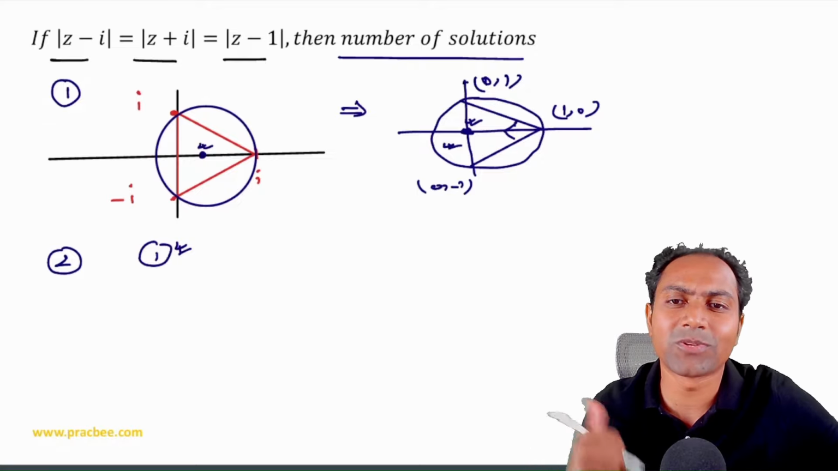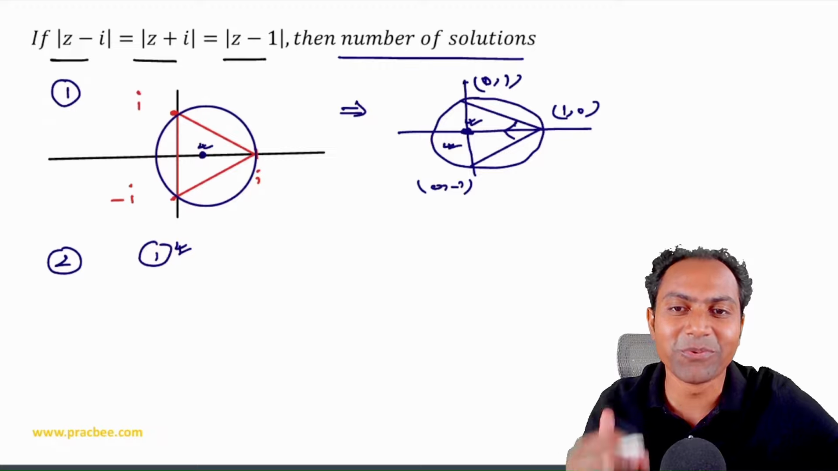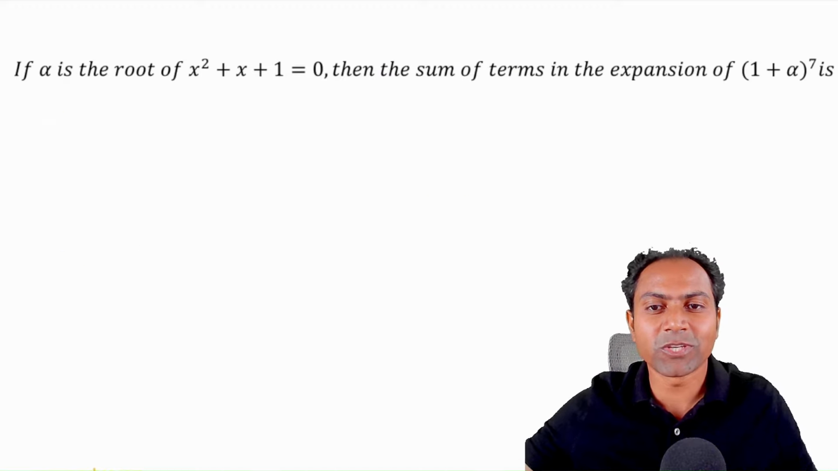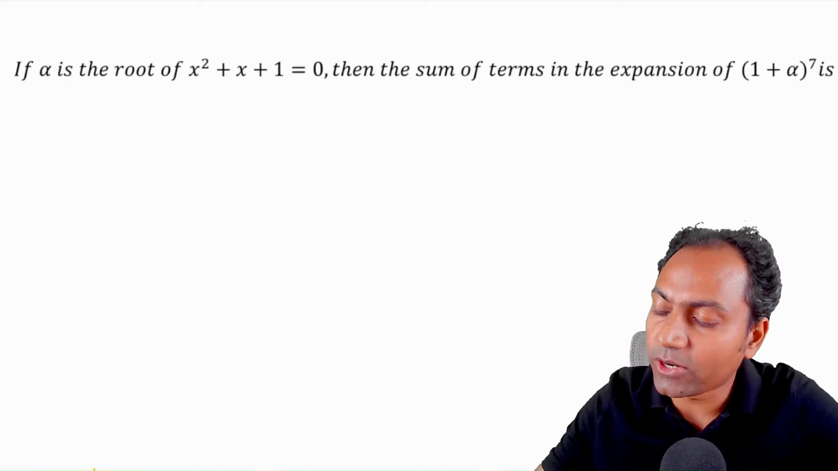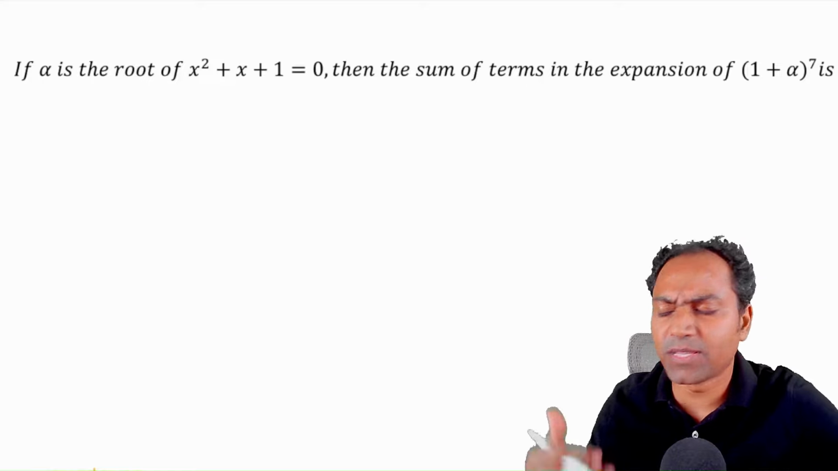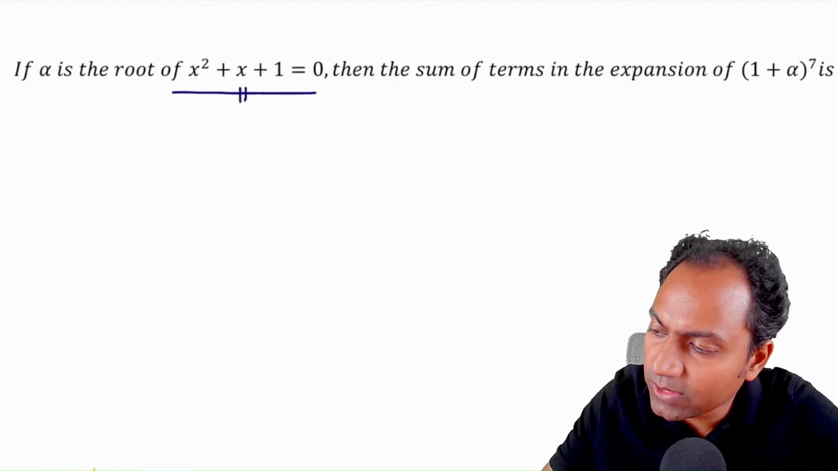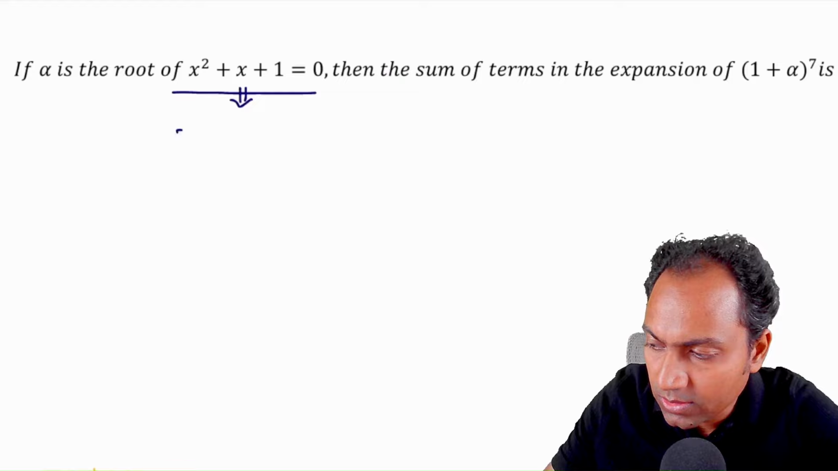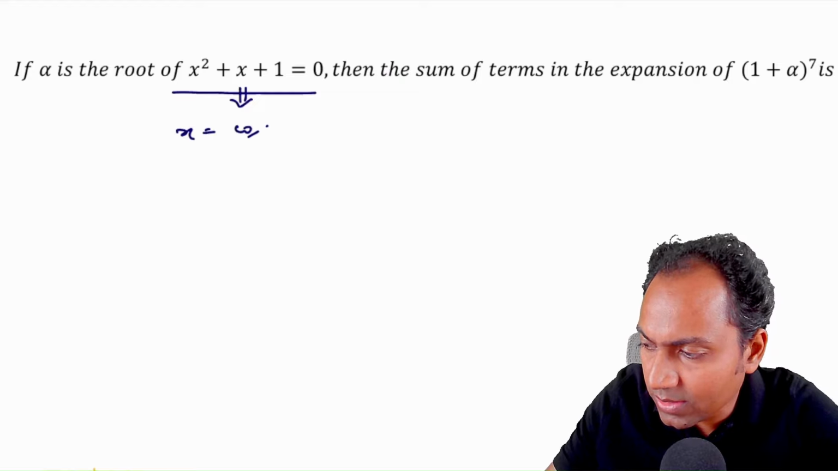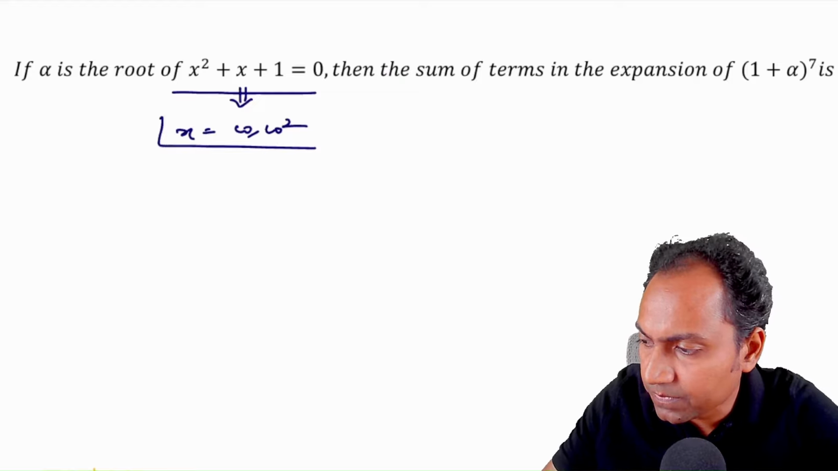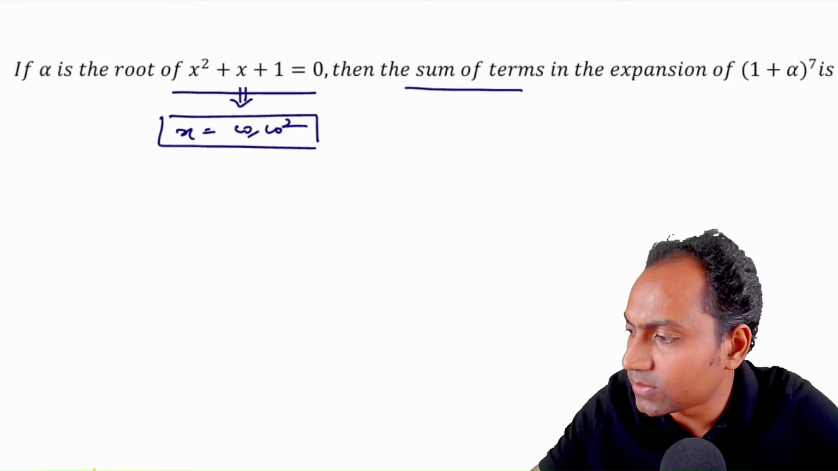Even if they want to tell us the center, we can do it using coordinate geometry. Now this next question is one that I had also discussed in complex numbers, and this has been a very traditional question. So they have given us this equation, and if you look into this equation, this will give you nothing but the complex roots of unity. So there are two roots to this equation. One is omega and the other is omega square. Now what they're asking is the sum of the terms in this expansion.